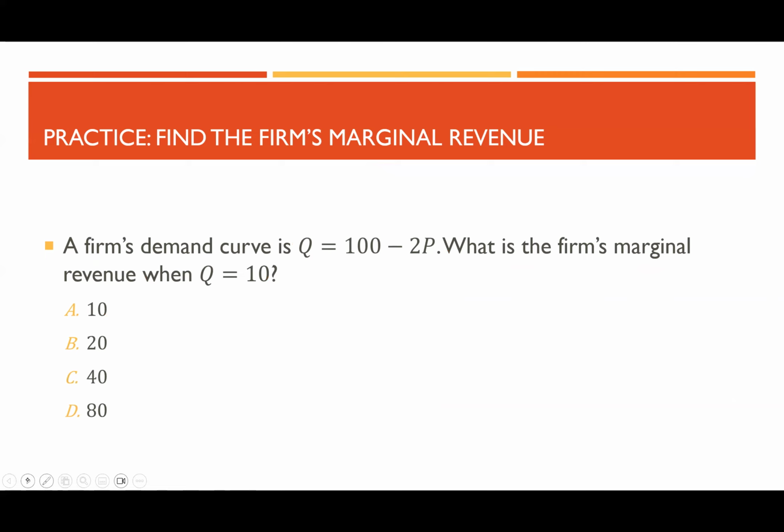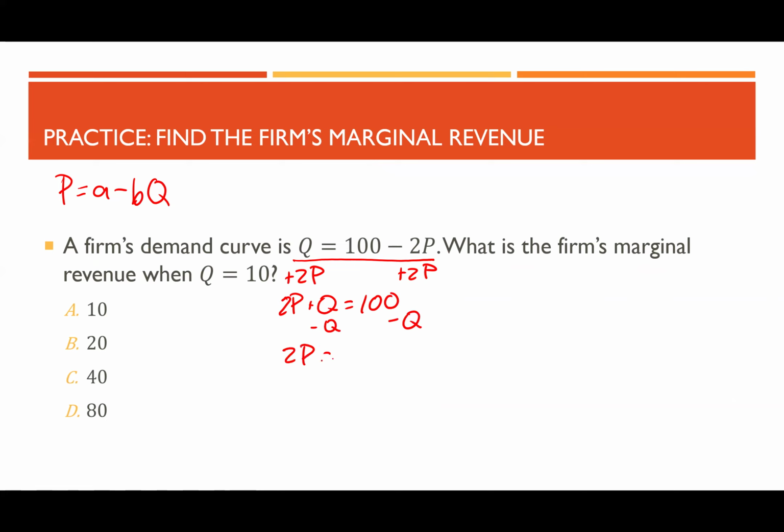Okay. Let's do another example. So we have a new demand curve, quantity equal to 100 minus 2 times the price, right? Remember our inverse demand equation is price equal to A minus B times Q. So let's find that by solving this given demand equation for price. We're going to add 2 times P to both sides. That gives us 2P plus Q equal to 100. Then we'll subtract Q from both sides. That gives us 2 times the price equal to 100 minus quantity. And then we divide by 2.